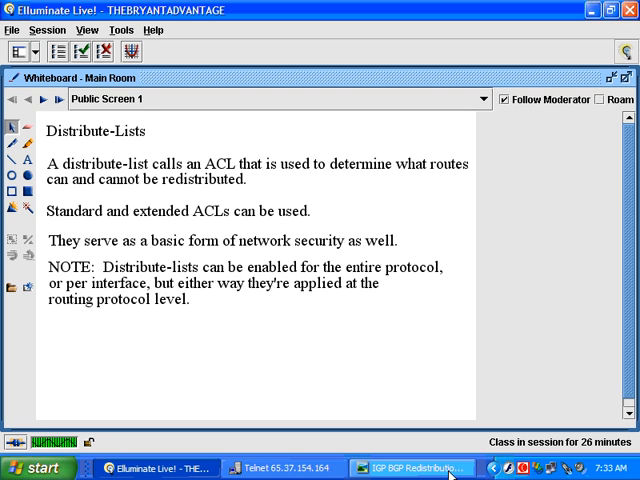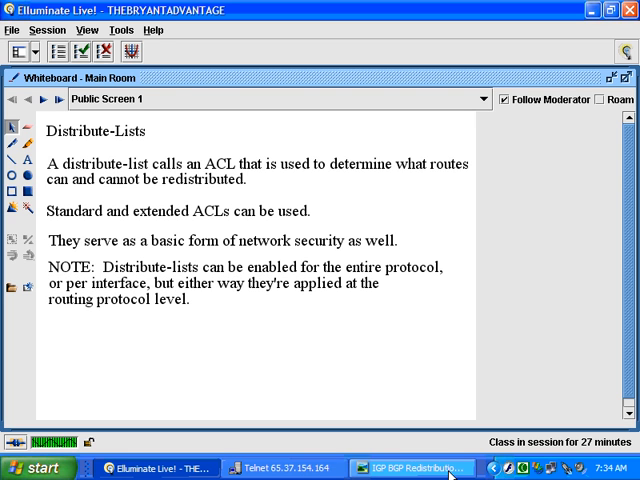And a distribute list command is going to call an access control list. And the ACL itself is going to permit or deny routes. And if they're permitted, they can be redistributed. If they're denied, they're not going to be. You really need to keep an eye on that implicit deny, obviously, in this situation. You can use a standard or extended ACL for this. I've always used a standard unless we were just out of numbers and had to use an extended, but you can use either one. Officially, they serve as a basic form of network security.